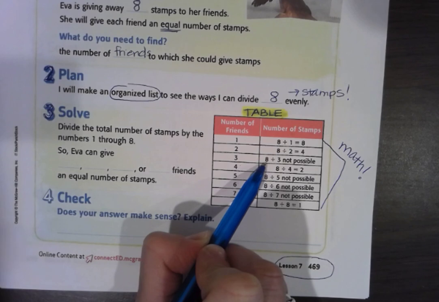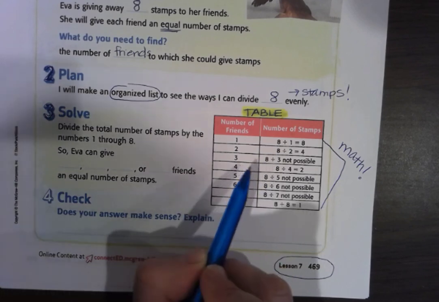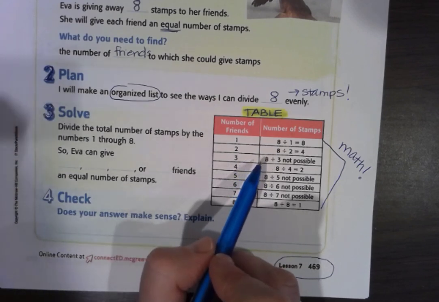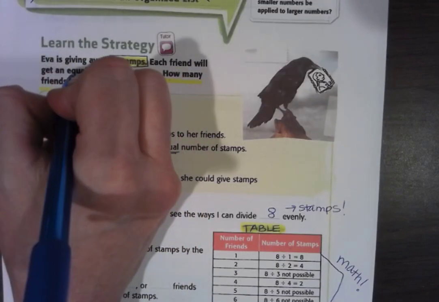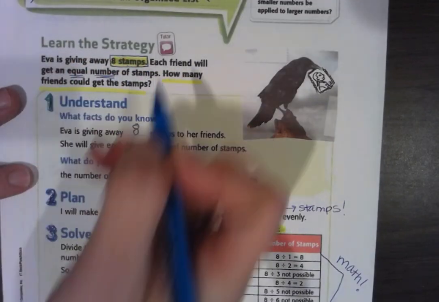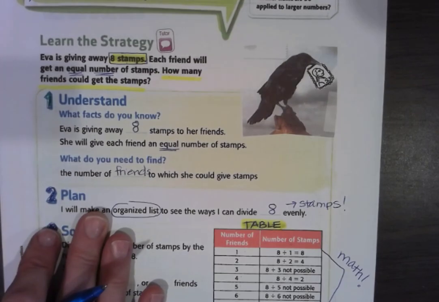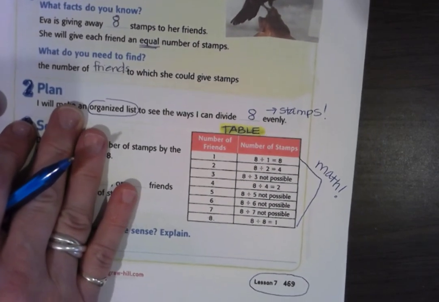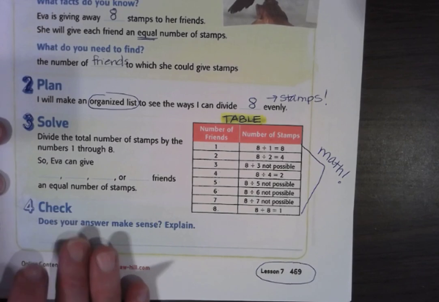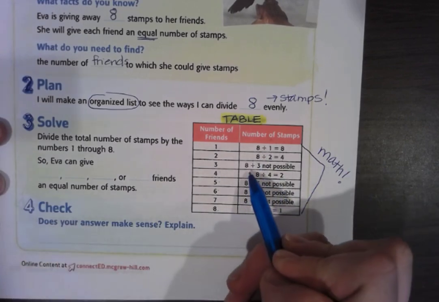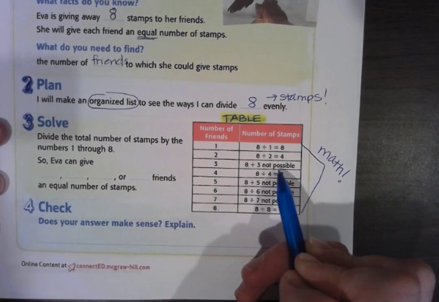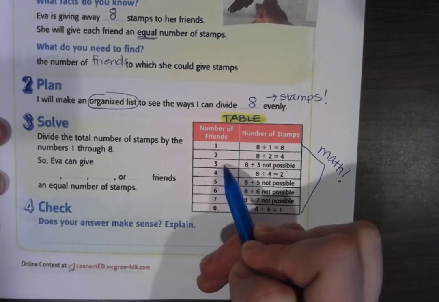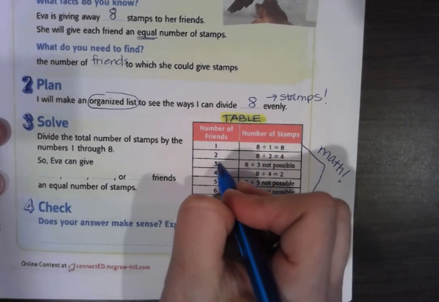3. Now we're going to take 8 divided by 3. Remember the rule was it had to be evenly. If we go back up to the top here, it says equal number. So we can't do half of a stamp or anything like that. So if it doesn't divide equally, we can't do that. So 8 divided by 3, it's not possible at all. So she cannot evenly give stamps away to 3 friends.